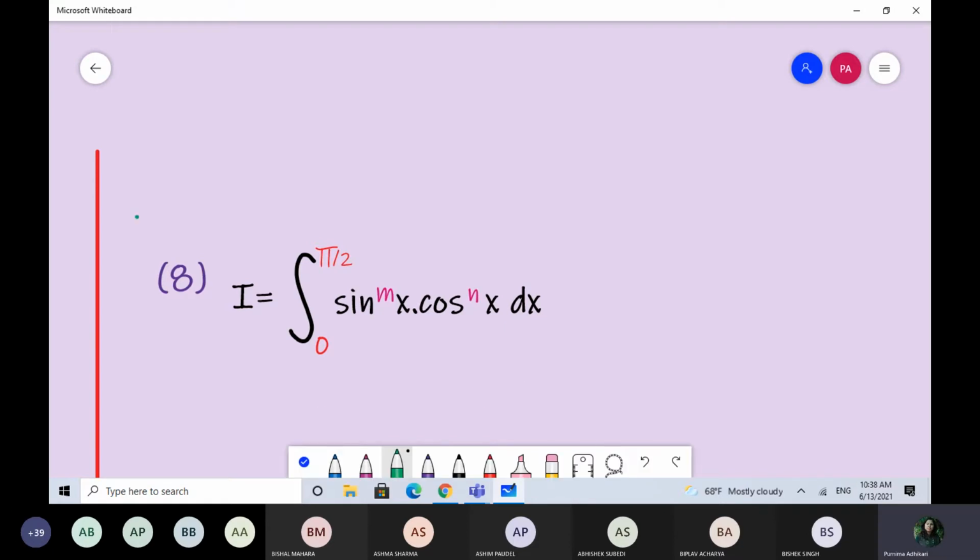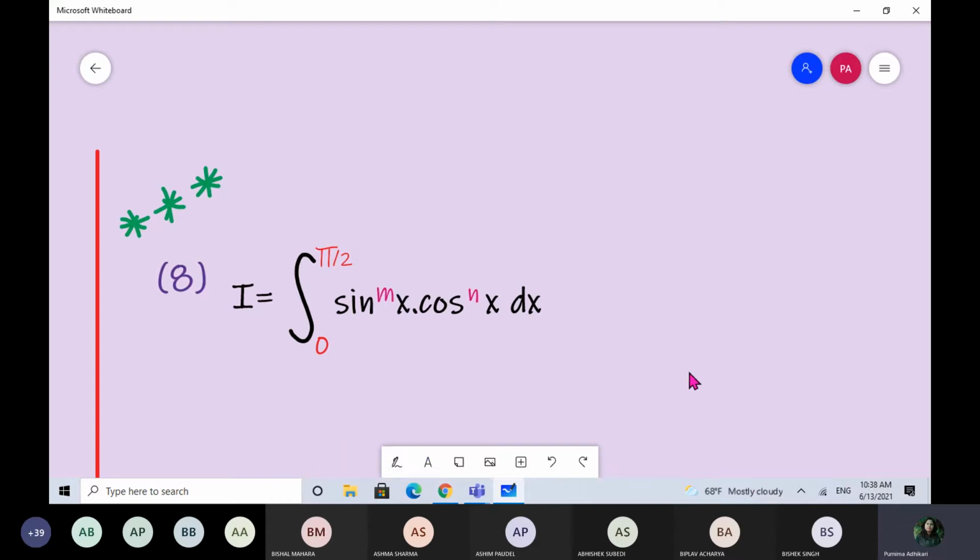Let me give 3 stars to this property. Whenever I give a star to any property, you know that it's very, very important. So you have to be very careful. Just look at it and try to understand. Okay, so your integral is from 0 to pi by 2. Keep in mind that this is fixed. Your limits of integration are fixed. They must be 0 to pi by 2. And your function is also fixed. Your function should be like this: sine to the power some number, cos to the power some number, dx.